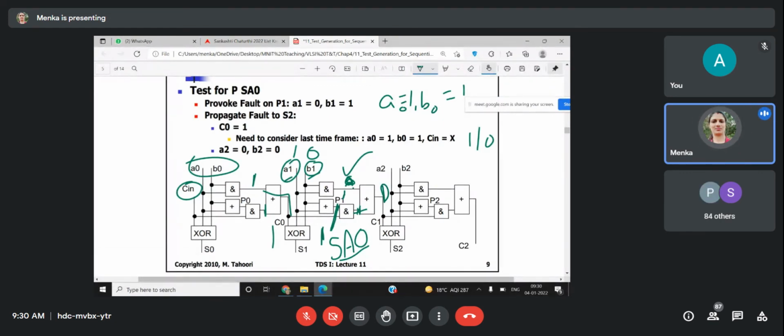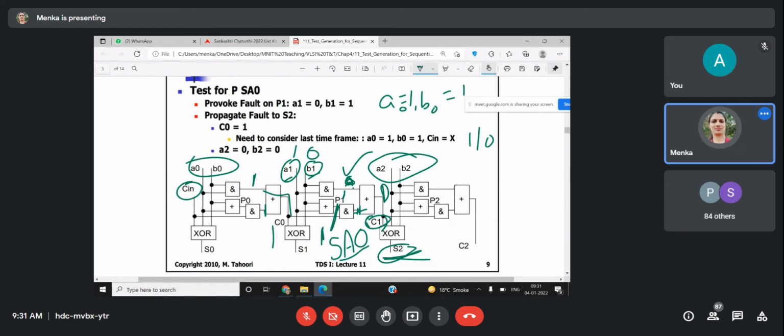Okay, now this has been propagated to this line, but it is still not at the output line. Where do you need to take it? Here you need to bring it to the primary output. Your job is to bring it here. So now you have to set the values of A2 and B2 so that whatever you had over here can be propagated to the output.